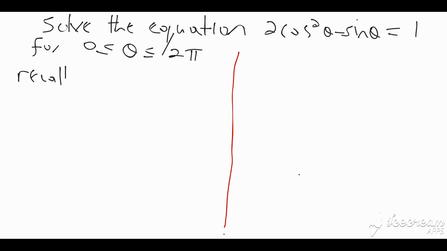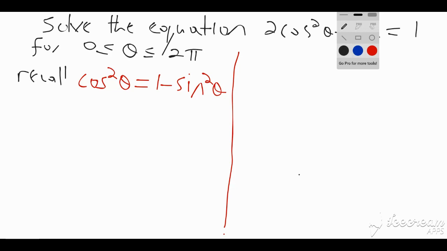Now, when I see 2 cos squared theta minus sine theta, automatically it comes to mind that this seems to be somewhat of a quadratic. The problem here is that the terms I have are different. So we have a sine theta, but we have a cos squared theta. But that is not a problem because we know the trig identities. So we can go ahead and say, recall that cos squared theta is equal to 1 minus sine squared theta. And you can go back and watch my video that I did on deriving these identities and how we apply them. So what it means is that where I have a cos squared theta, I can put a 1 minus sine squared theta there. So let us see what happens.